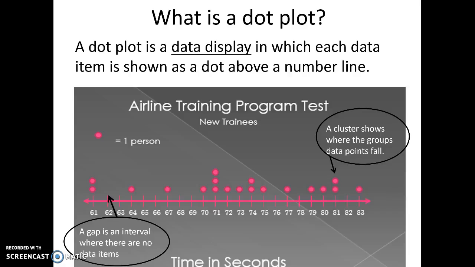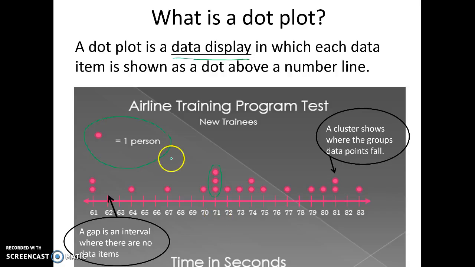So what is a dot plot? A dot plot is a data display in which each data item is shown as a dot above a number line. So if you take a look at this dot plot, it has airline training program tests. So new trainees, and this is their time in seconds. So each dot, and it shows us here, represents one person. So for example, here at 71, it shows us that 3 people completed their training program test in 71 seconds.